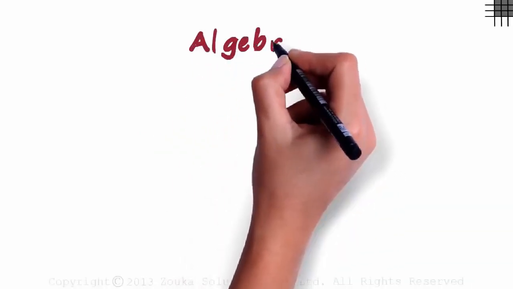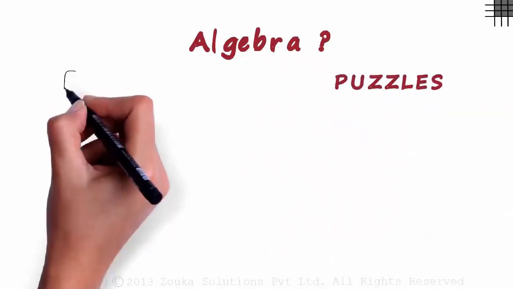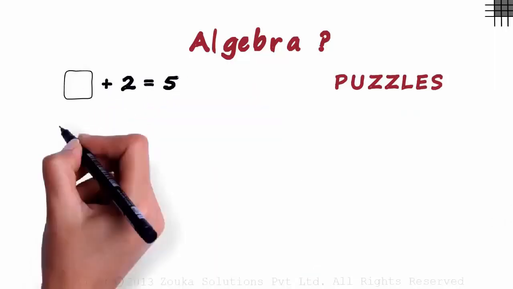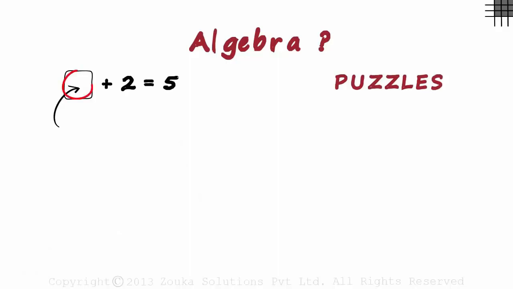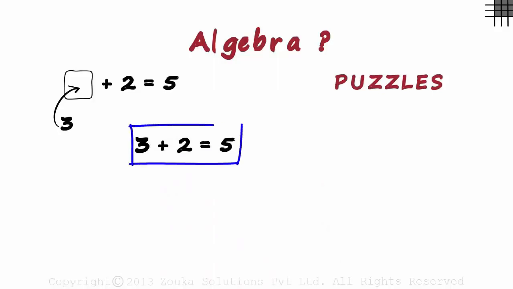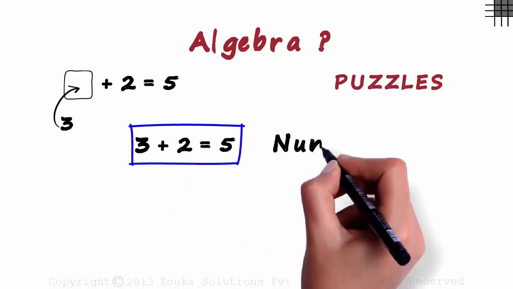What is algebra? It's simple. It's all about puzzles. Here's one for you. This plus 2 equals 5. We just have to find the number in this box. Which number, when added to 2, gives us 5? Simple. It's 3. We can say that 3 plus 2 equals 5. This thing we see here contains only numbers.